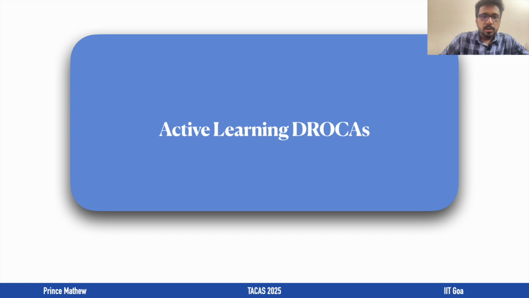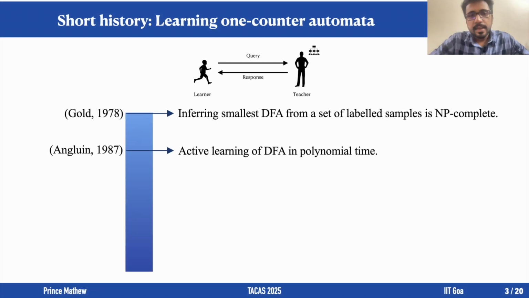Okay, so let's look at the active learning of DROCAs. So what is active learning? In an active learning setup, you have a learner and a teacher. The teacher will have a language or automaton in their mind, and the learner tries to learn this language or automaton by querying the teacher. The teacher will give some response to the learner's query, and based on this response, the learner will try to construct a model that is equivalent to the teacher's.